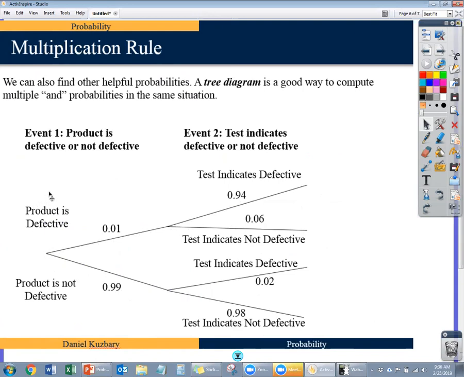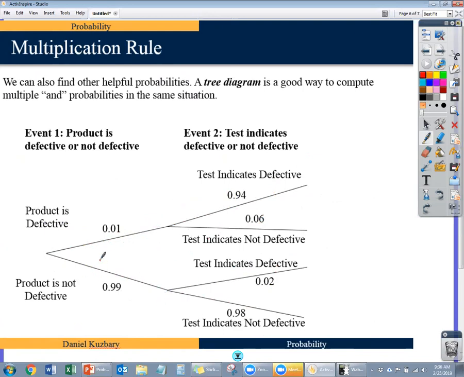And we also know from the multiplication rule that if we want to find the probability that any of these 4 events happen, meaning this one and that one would be one event, this and that would be another event, this and that would be another event, this and that would be another event, we can just multiply the numbers on the branches together. So we just follow a particular path to find the probability.